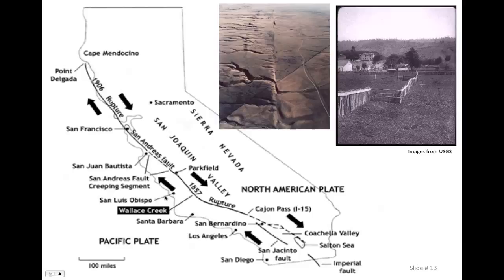So we call it a right lateral transform fault because if you were standing out here and looking across the fault, the rock movement is to the right. And that's true if you're sitting on this side of the fault looking this way as well. Everything's moving to the right. So we name it a right lateral fault for that reason.